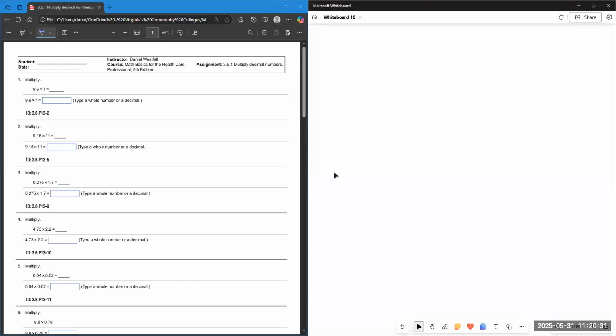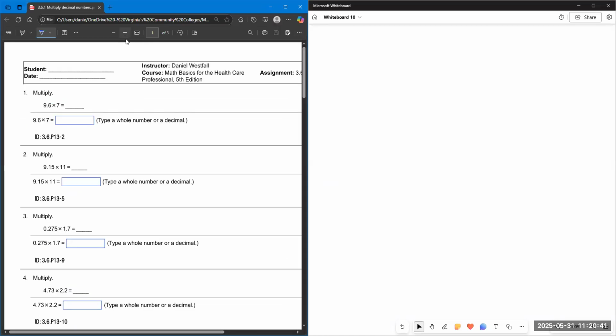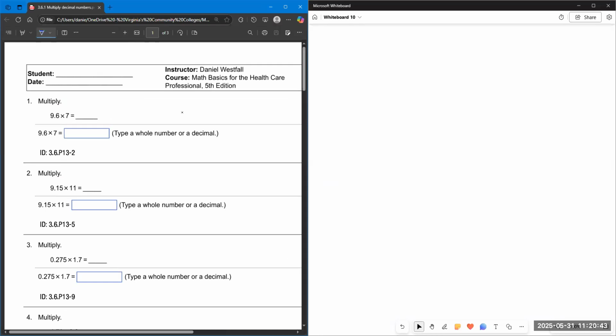All right, in this video, we're going to talk about 3.6 objective 1, where we multiply decimals. I've got the whiteboard up to help us have enough space to work these problems, and zoom in a little bit to help me see the problem. So problem number 1 here says 9 and 6/10 times 7.